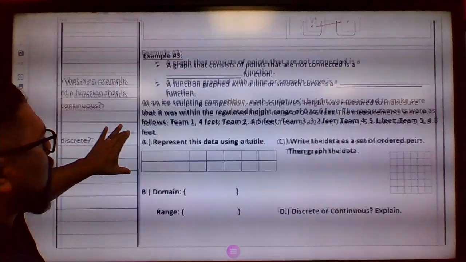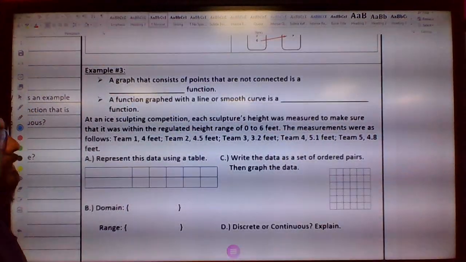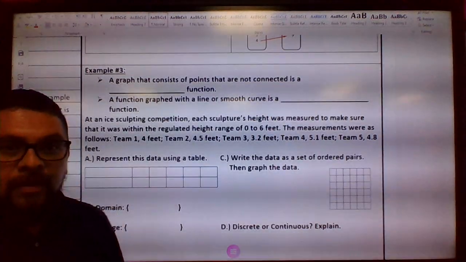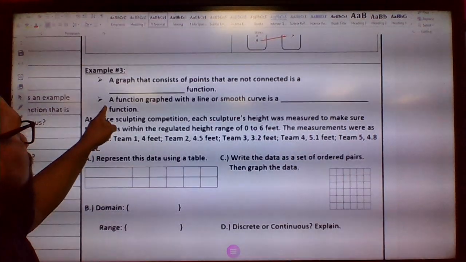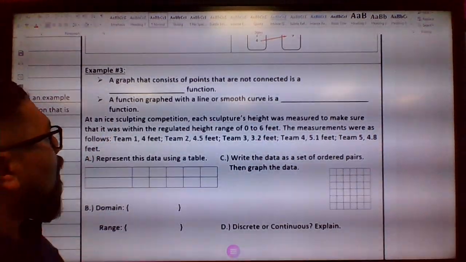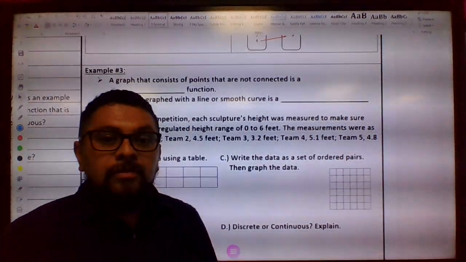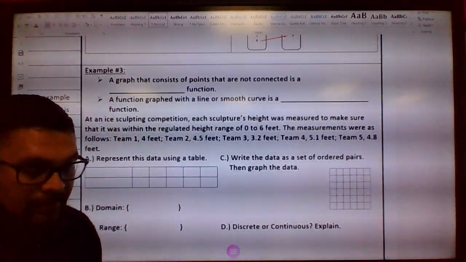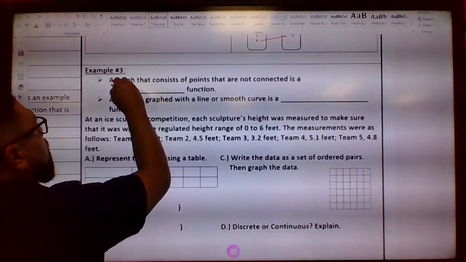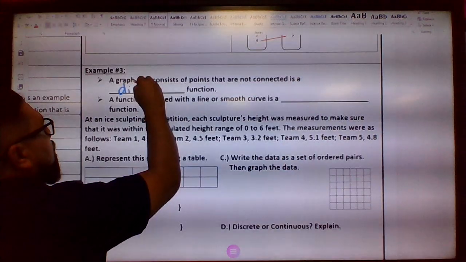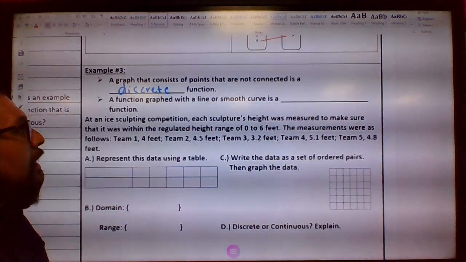It says here, a graph consisting of points that are not connected is a blank function. So it's a function, but it's something. Second one, it says a function graphed with a line or smooth curve is a blank function. So what we're going to put here is a discrete function. Discrete function. A graph that consists of points that are not connected.